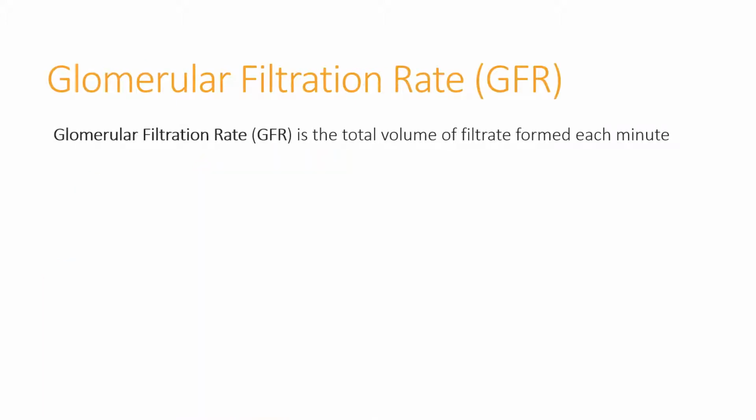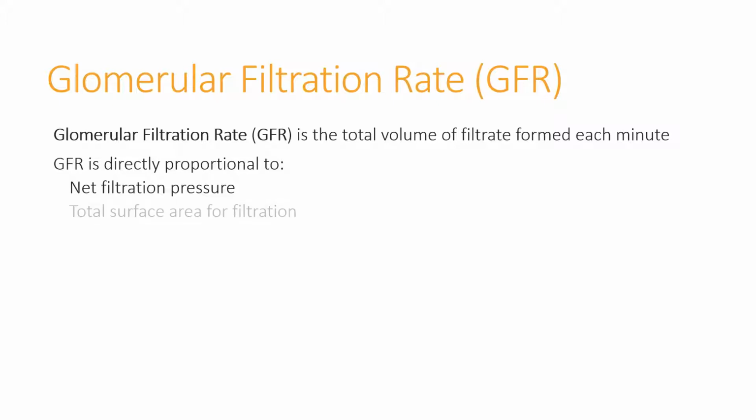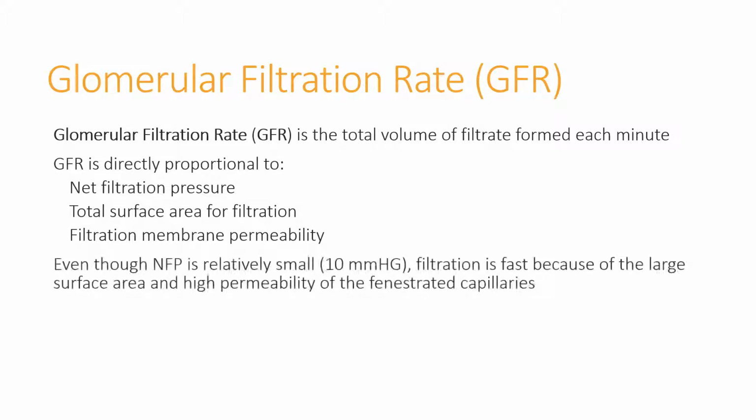Glomerular filtration rate, GFR, is the total volume of filtrate formed each minute. This is the combination of filtrate made by all of the nephrons in the kidneys. GFR is directly proportional to net filtration pressure. If net filtration pressure increases, glomerular filtration rates should also increase. GFR is also directly proportional to total surface area for filtration, as well as the filtration membrane permeability. If either surface area or permeability increases or decreases, it would cause a corresponding change in glomerular filtration rates.